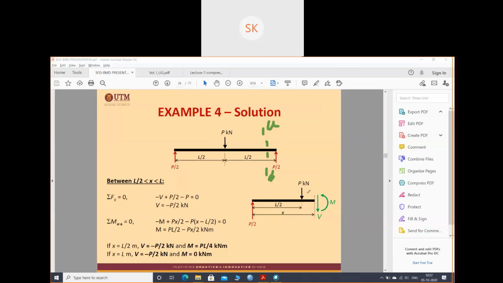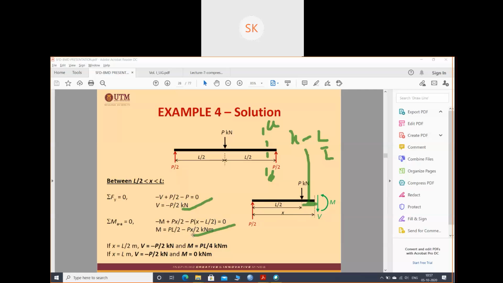Okay, P by 2 into x, and this P into your L by 2 distance, this distance, right? This distance will be x minus L by 2. So this P acts at x minus L by 2, and this P by 2 is acting at a distance of x meter. So I got V value as P by 2 minus P by 2 and M value as this one.